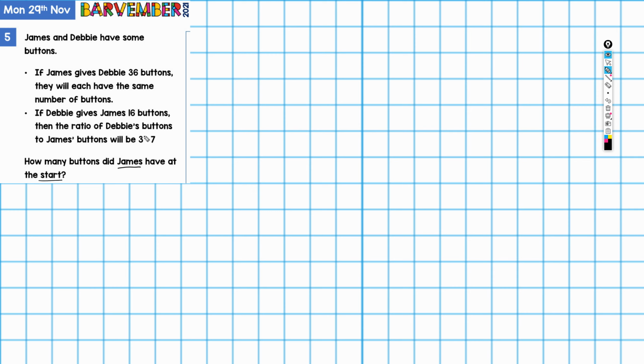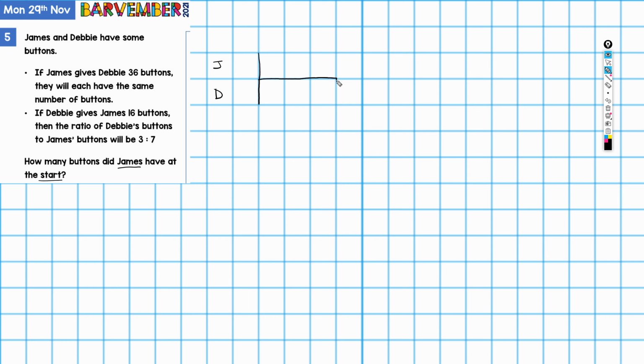Okay, well, what we have here is two different scenarios really, and it's by drawing them both and looking at the information we get from both that we're going to solve this problem. So, we've got James and we've got Debbie. And we're told that if James gives Debbie 36 buttons, they will each have the same number of buttons. So we're going to draw a bar.